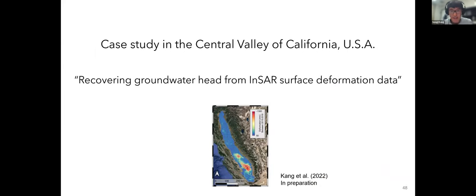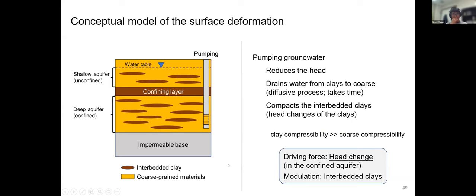The second study is recovering groundwater head from InSAR surface deformation data. And I want to revisit this conceptual model of surface deformation. So again, when pumping groundwater, it reduces the head and that drains the water from the clays to coarse-grained materials. The diffusive process takes time, and that's the mechanism which compacts the intervening clays.